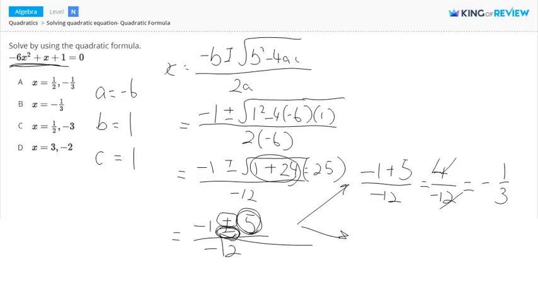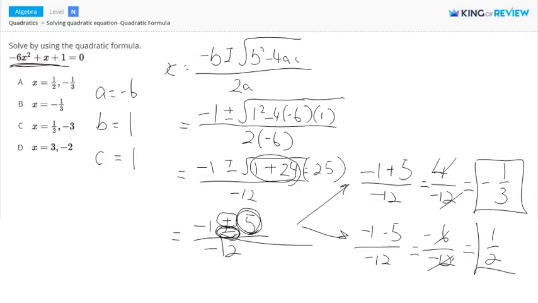So if we subtract the 5, we get negative 1 minus 5 over negative 12. So that's going to equal negative 6 over negative 12. And if you simplify this, you're going to be left with 1/2. And so the answer is these values. So the answer to this question is A.